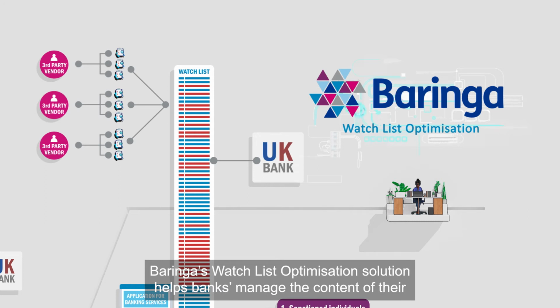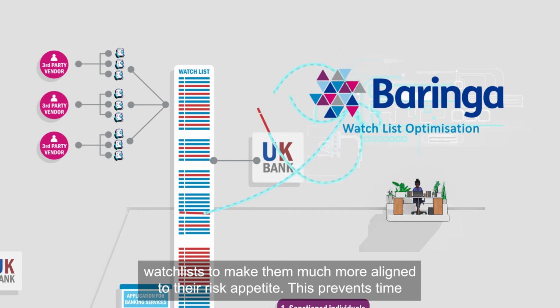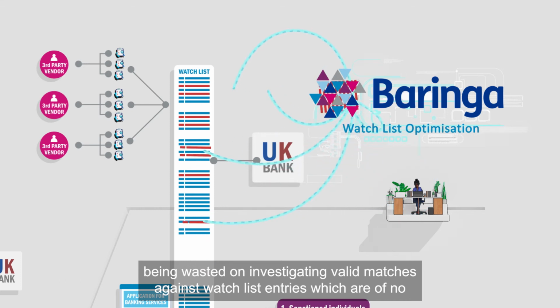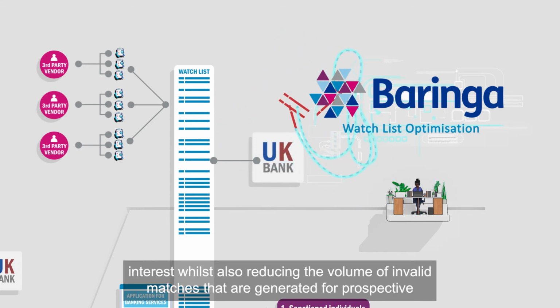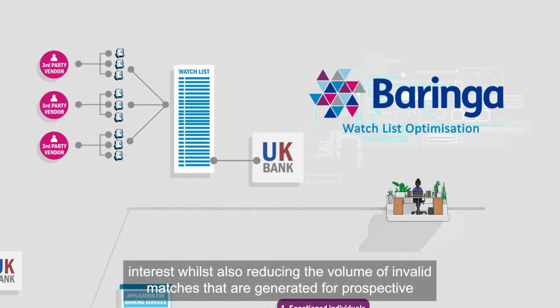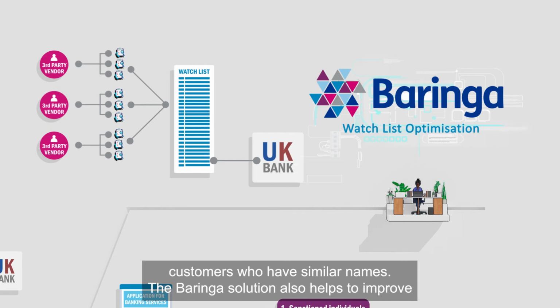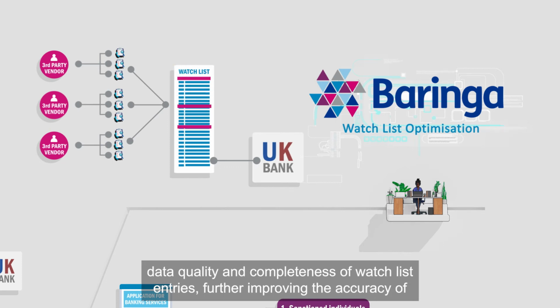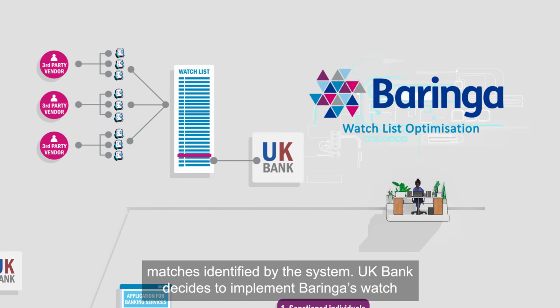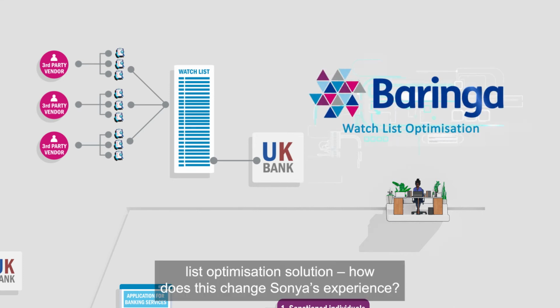Baringa's watchlist optimization solution helps banks manage the content of their watch lists to make them much more aligned to their risk appetite. This prevents time being wasted on investigating valid matches against watchlist entries which are of no interest, whilst also reducing the volume of invalid matches that are generated for prospective customers who have similar names. The Baringa solution also helps to provide data quality and completeness of watchlist entries, further improving the accuracy of matches identified by the system. UK Bank decides to implement Baringa's watchlist optimization solution.